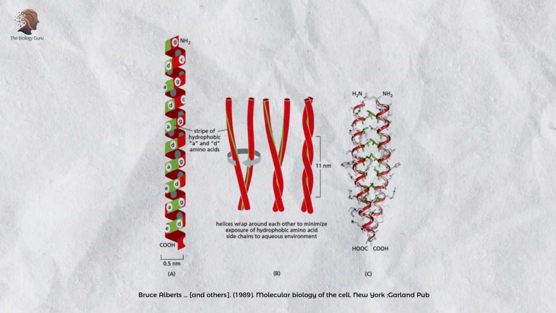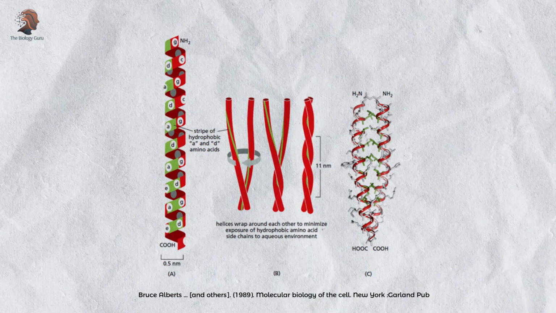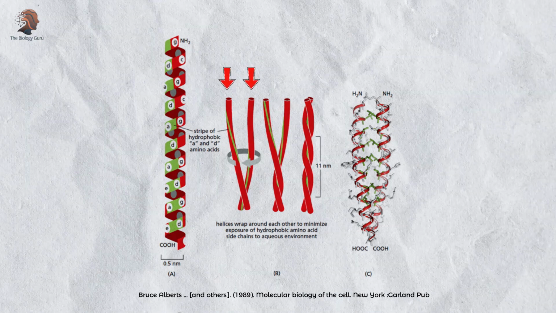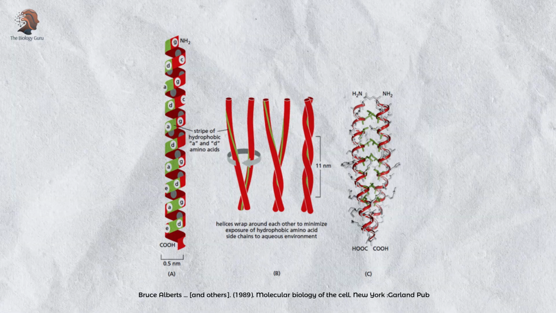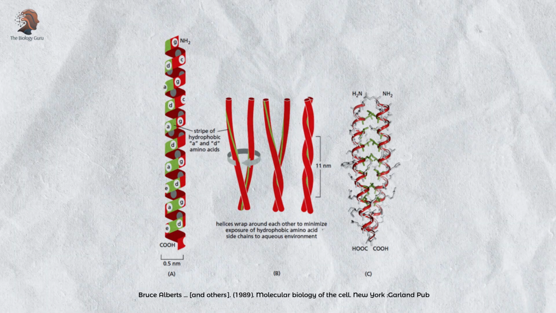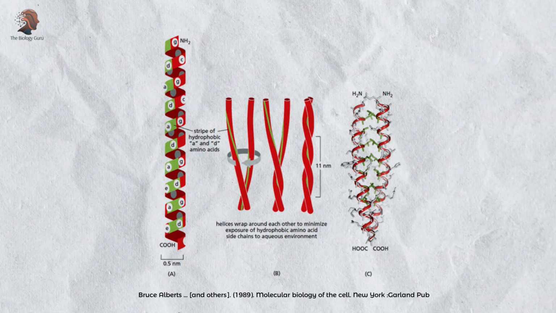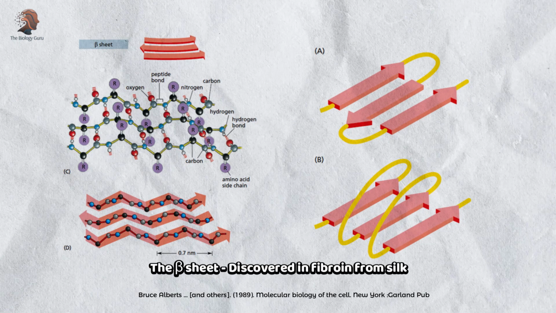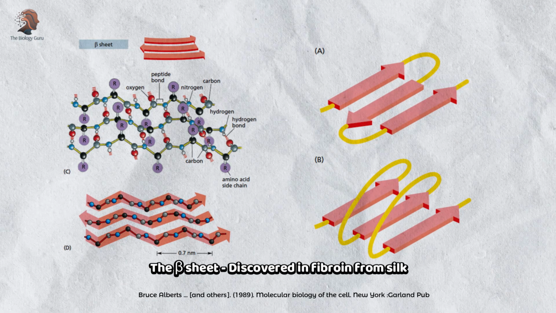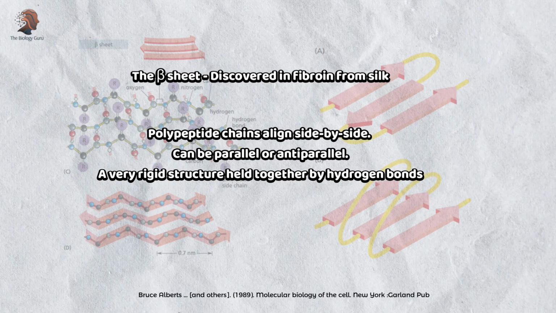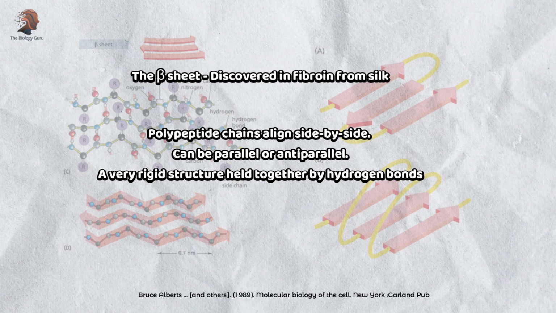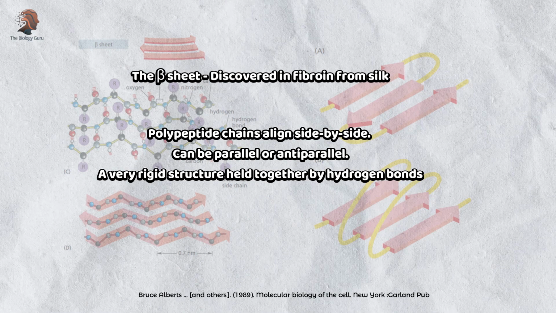As shown in the middle diagram, this arrangement allows two alpha helices to wrap around each other. The nonpolar side chains from one helix interact with those from the other, stabilizing the structure through hydrophobic interaction. The beta sheet discovered in fibroin from silk forms when polypeptide chains align side by side. These sheets can be parallel or antiparallel, creating a very rigid structure held together by hydrogen bonds.